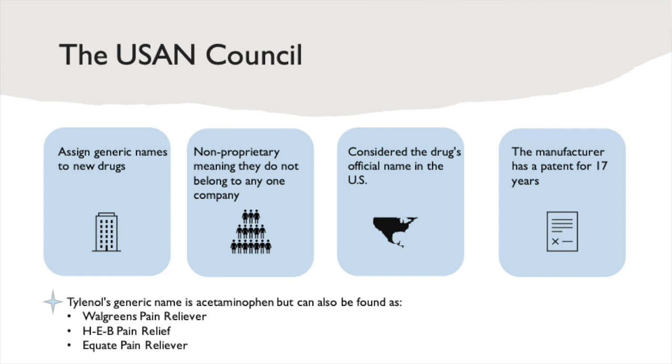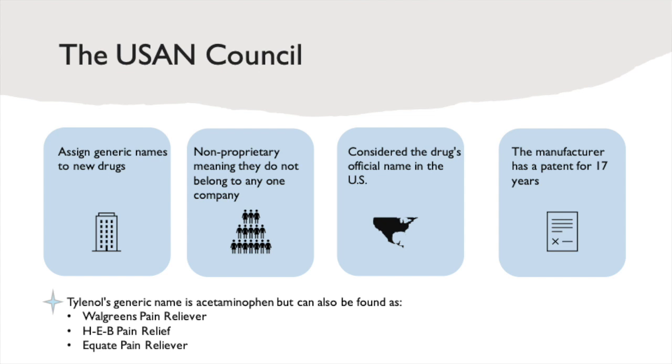When a new drug enters the market, the manufacturer has a patent on the drug for 17 years. During those 17 years, no other manufacturer can make or sell the drug. Once the patent expires, any manufacturer can sell the drug under the generic name or a different trade name. But the original manufacturer is the only one allowed to use a drug's original trade name.